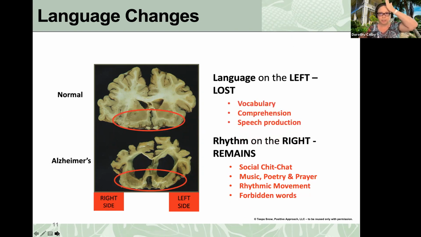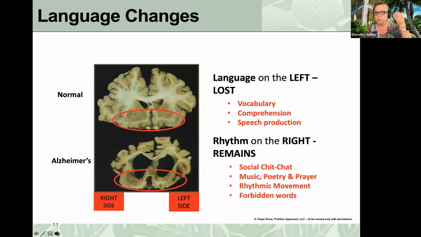So language on the left, if you touch the left-hand side of your brain, language on the left, rhythm on the right. Lose on the left, retain on the right. On the left, this is vocabulary, comprehension, and speech production. You need all three of these pieces of the puzzle in order to communicate effectively.